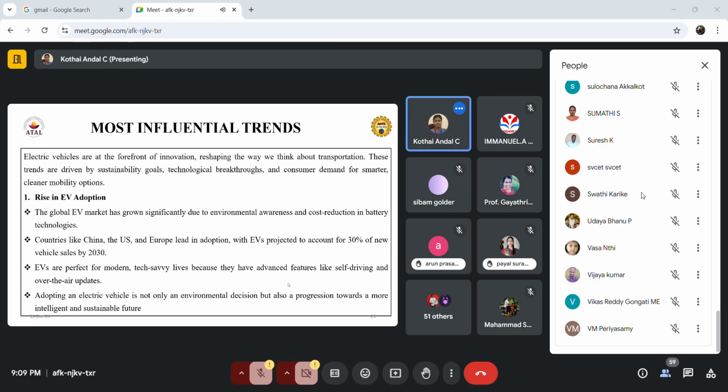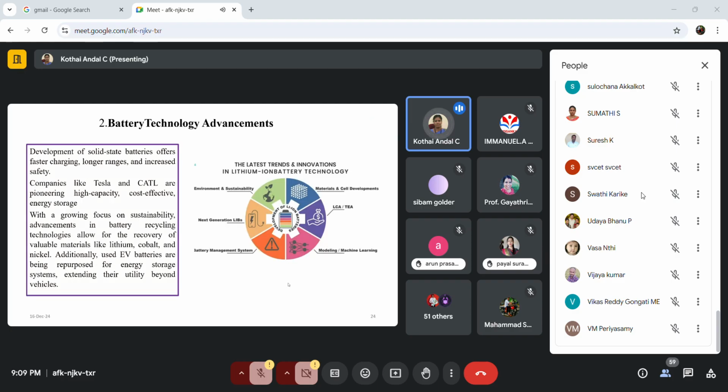In developing countries like India, we are lagging in charging infrastructure. But in the future we can see more developed things. Then the second one we have discussed is that battery technology is advancing.